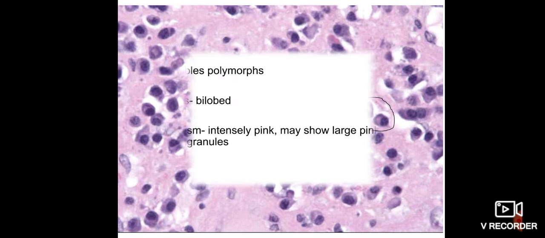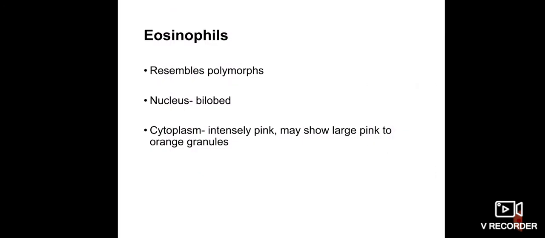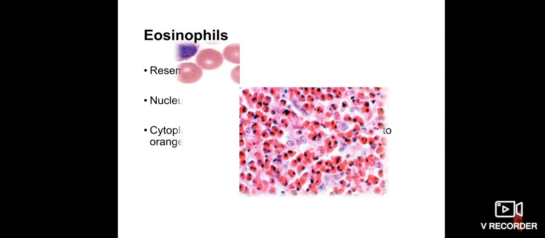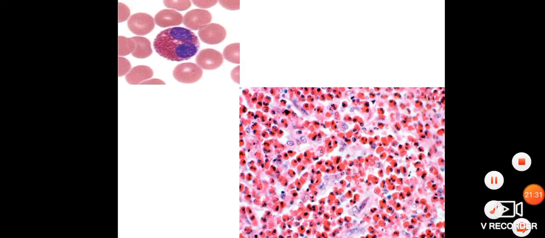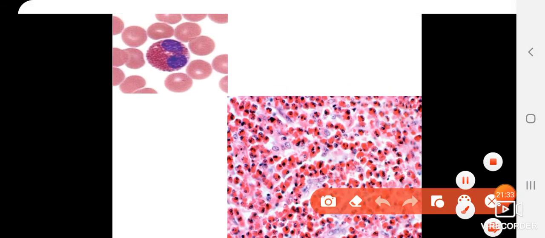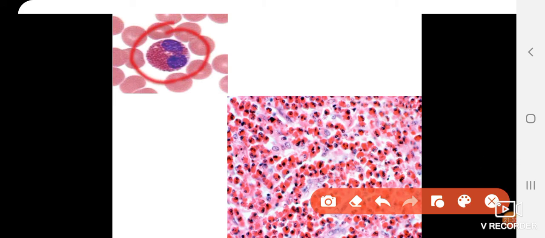And we have eosinophils, which resemble polymorphs. The nucleus will be bilobed. The cytoplasm will have large pink to orange granules. As you can compare this figure with that of a neutrophil, this is a peripheral smear picture in which you can see these orangish granules. Similarly, in histopathology sections, you can see these are quite orangish as compared to neutrophils, which were pinkish in color.